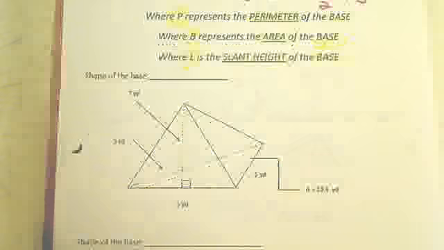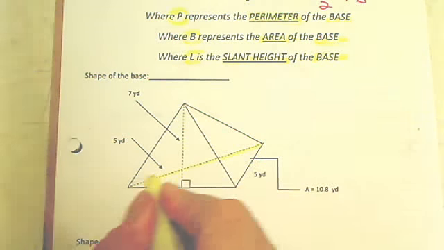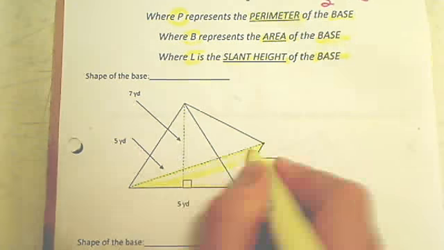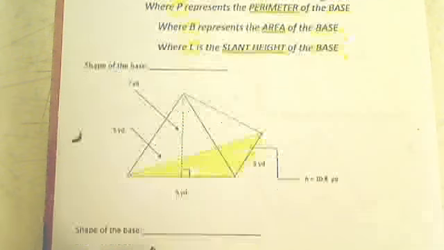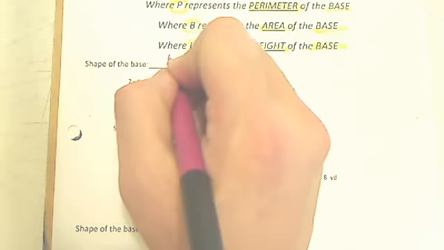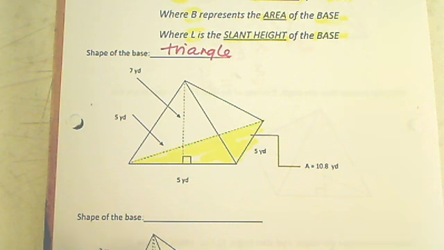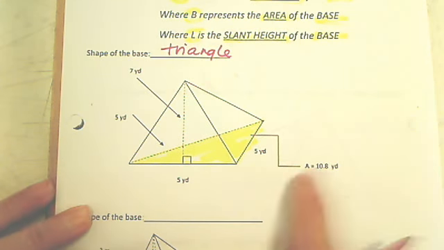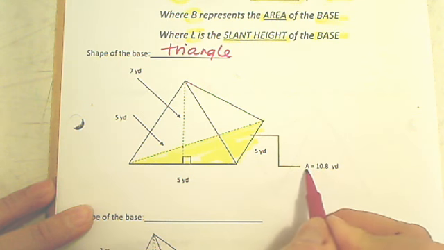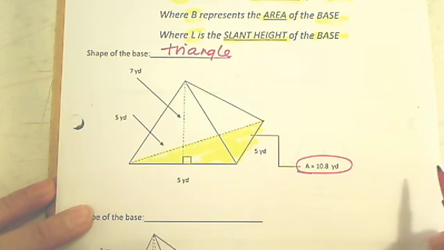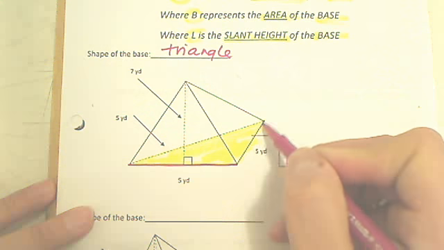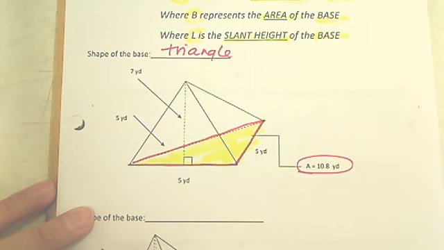Food for thought. Here we go. What is the shape of the base? Now, look at the base. The base is very important. Identify the shape of the base first. It's a triangle, Leslie. The shape of the base is a triangle. That tells you exactly what to do. It tells you that the area of the triangle is 10.8 yards. Look only at the triangle. Here, here, and here.